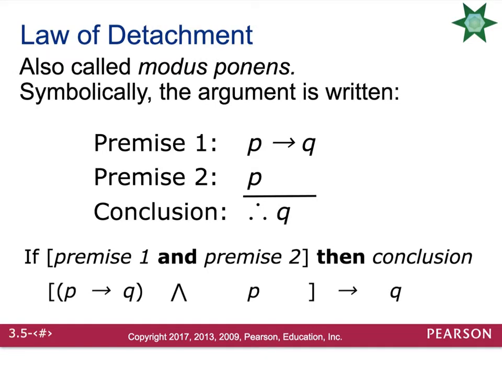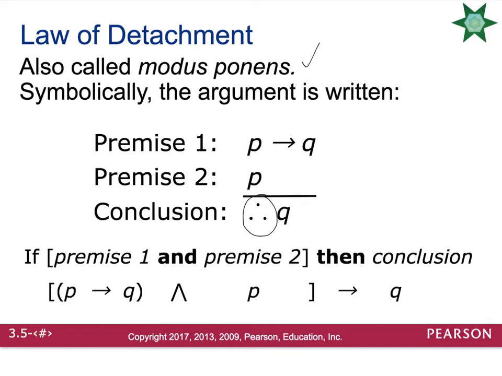A common form that you'll deal with often is called the law of detachment. It's also called modus ponens. I don't ever use that terminology, but if you want to know it, that's fine. So the law of detachment will look like this. The first premise will be an if-then statement: if P, then Q. The second premise will be P. The conclusion will use this symbol, the three dots, which is read as therefore Q.